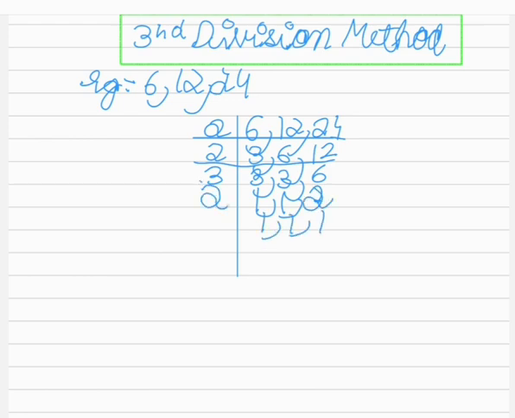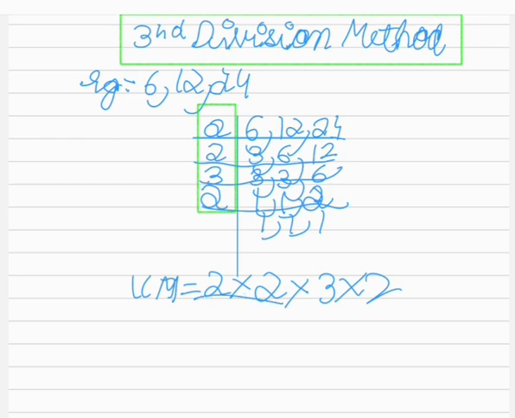So the division method says that we have to divide all the numbers in one line only, not in different methods. We just write that LCM is equal to 2 into 3, 2 into 2 into 3 into 2. So 2 into 3 is 6, 6 into 2 is 12, 12 into 2 is 24. So our LCM would be 24.